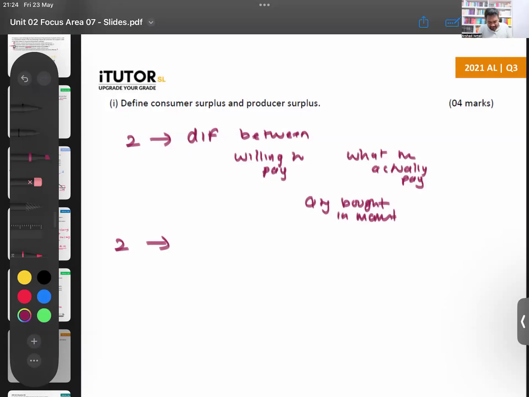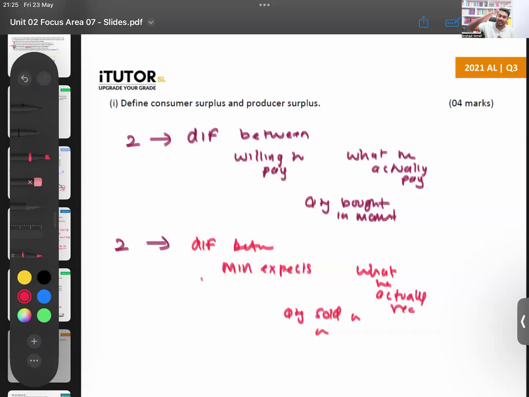Then what is producer surplus? That is the difference between what the producer minimum expects, and what he actually receives for the quantity sold in the market. You can say this is the area above the supply curve, below the equilibrium price.